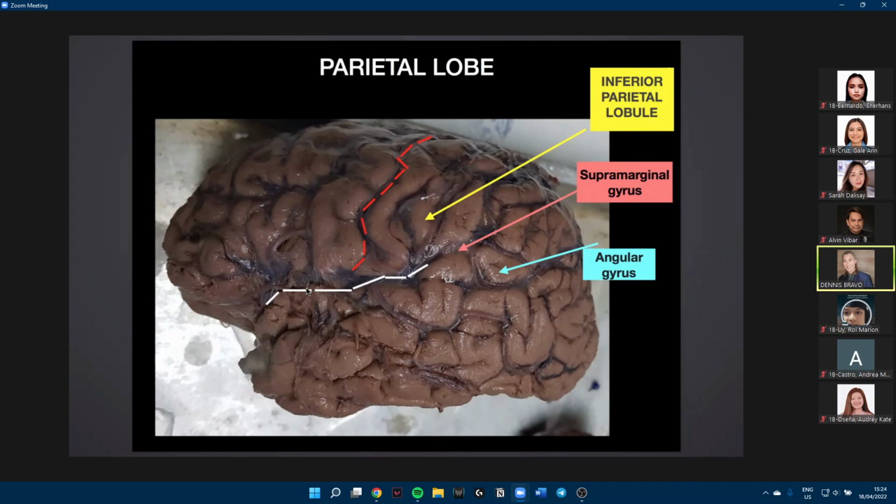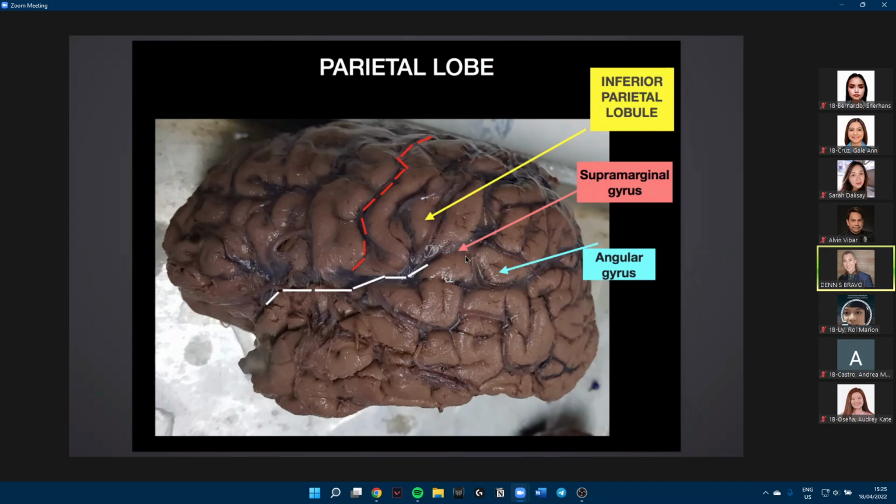Now, if we follow the lateral Sylvian fissure, just above that is what we call the supramarginal gyrus. It's like a smile, and you follow the edges of your mouth when you're smiling. That would be the supramarginal gyrus. And inferior to that and adjacent to it would be the angular gyrus.